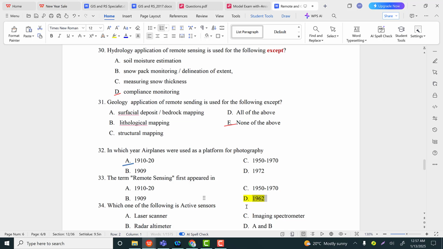1962. Let me give you an explanation about the term remote sensing. The term remote sensing was first introduced in 1962 by Evelyn Pruitt to describe the collection of information about objects or an area from a distance using sensors, making a shift from earlier terms like aerial photography. So remote sensing is the recent technology next to aerial photography. It came into existence in 1962.